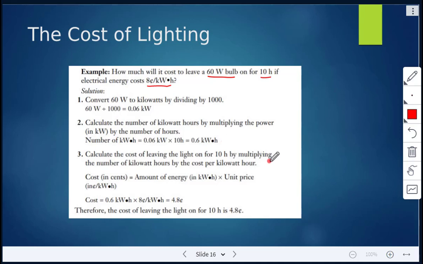Next, we have to figure out the cost. So we're leaving the light on for 10 hours. What we're going to do is multiply our 0.6 kilowatt hours by the 8 cents, which was given to us in the question. So at 8 cents per kilowatt hour, it is 4.8 cents. So the cost of leaving the light on for 10 hours is 4.8 cents in this example. Obviously, it's much more now.